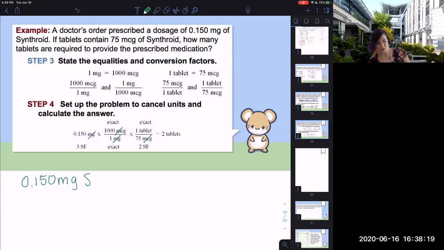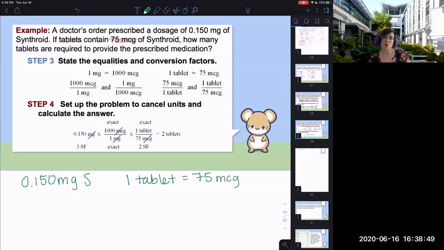And I guess I can just write S for Synthroid. I'm not trying to write the whole thing out, unless I need to. Tablets contain 75 micrograms, that's mcg. And so that is a conversion factor. I don't know if you saw it, but they're telling me a tablet is equal to 75 micrograms. So I'm going to write that as a conversion, or as an equality. One tablet is equal to 75 micrograms.